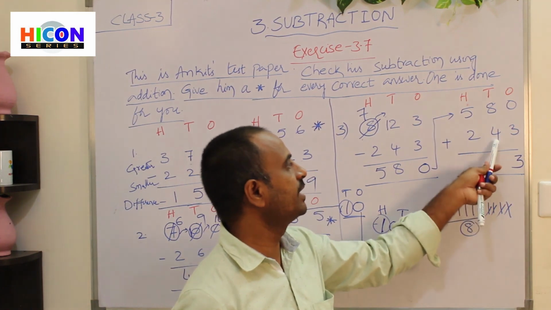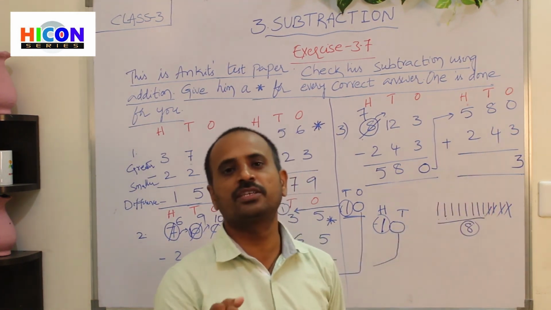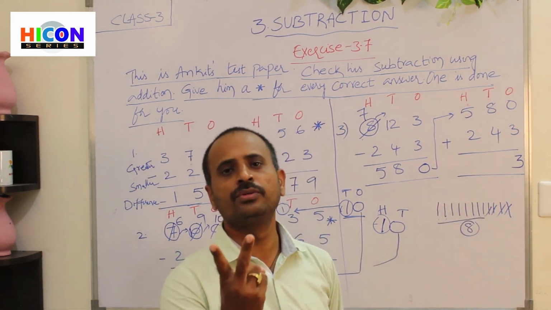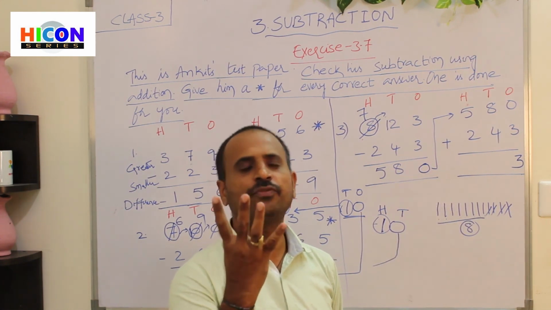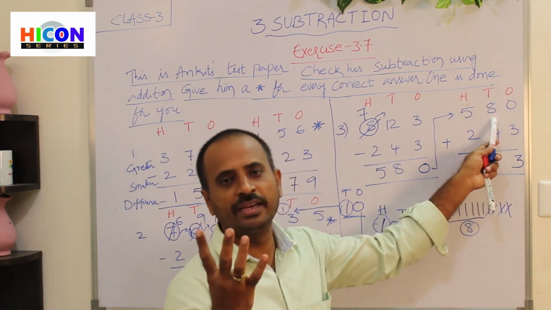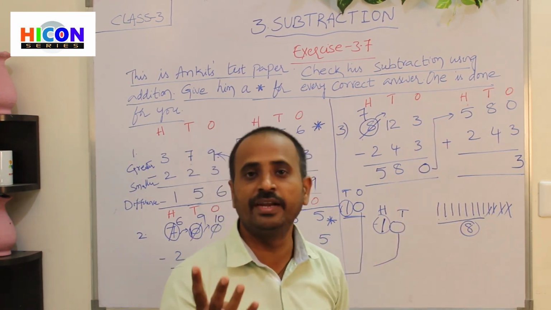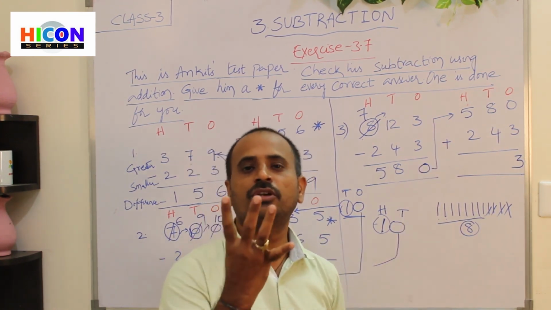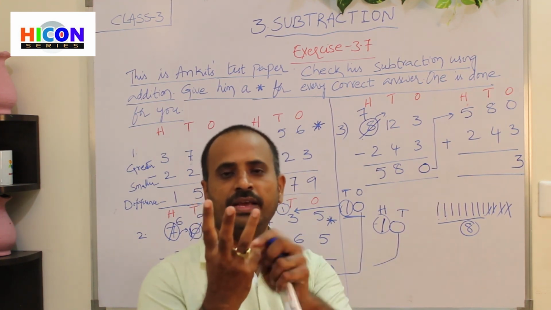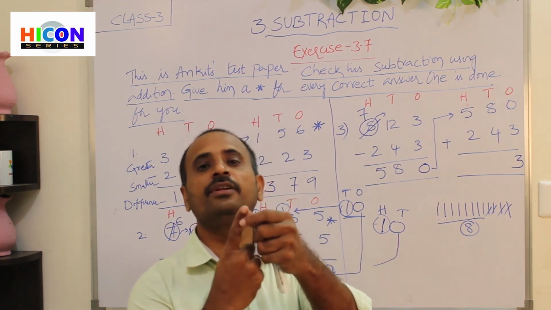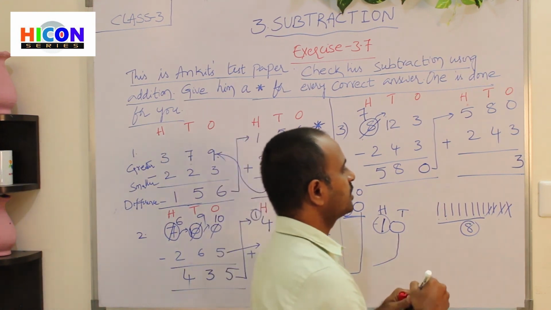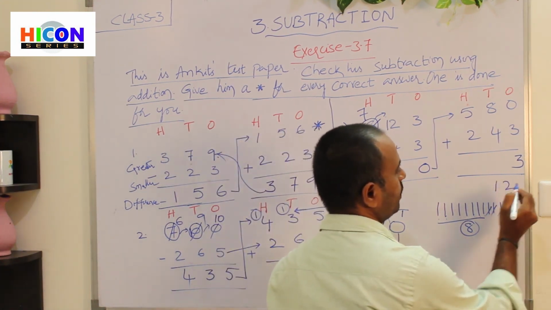So what is the second number here? 4. Open 4 fingers of your hand. 1, 2, 3, 4. These are the 4 fingers. What is the first number? 8. So start counting from 8. What will you get after 8? After 8, 9. So start counting from 9. 9, 10, 11, 12. So the sum is 12.